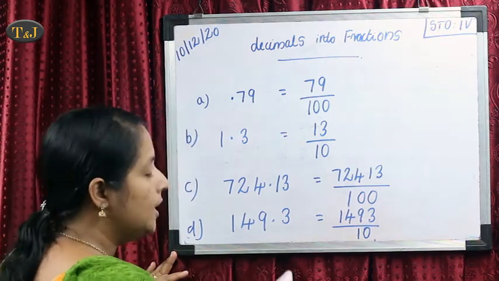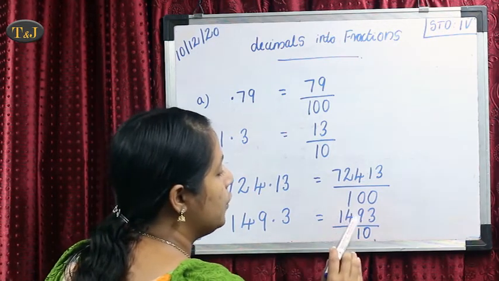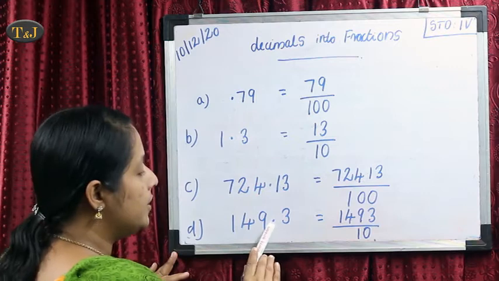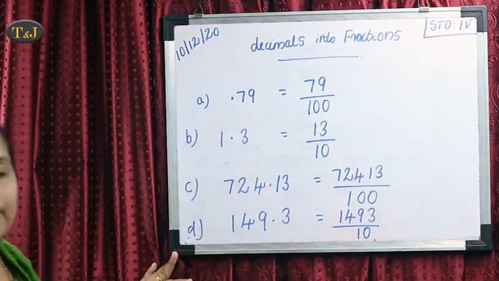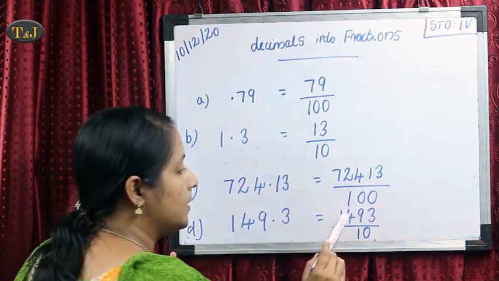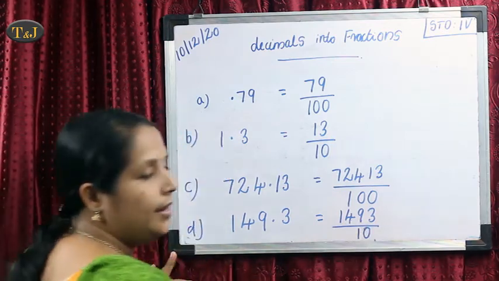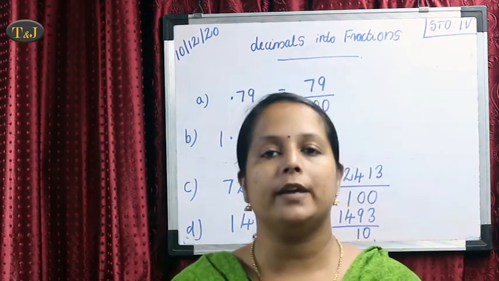Okay. Then our last and final problem, our question is 149.3. First we write the number without the point. So we write 1493. Then after the point, how many digits are there? There is 1 digit. So how many zeros do we want in the denominator? There is 1 zero. So we write 1493 by 10.